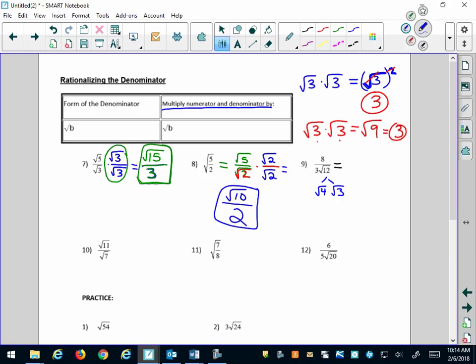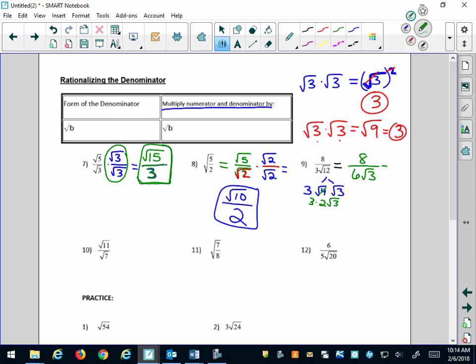And on the bottom, we also have this whole number 3. So our denominator, when we simplify it, the square root of 4, we know is the whole number 2. Got our 3 out front. We got radical 3. So our denominator becomes 6 radical 3 with the 8 on top. So this is just simplifying the denominator. We haven't rationalized anything yet.